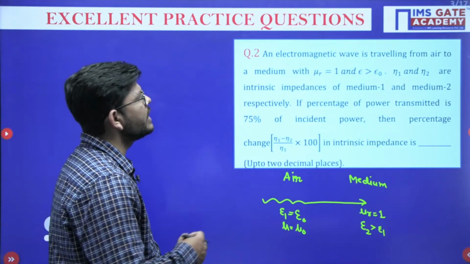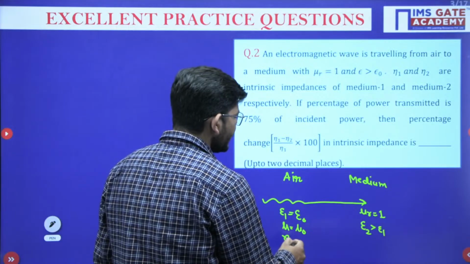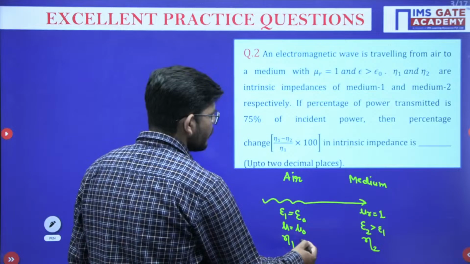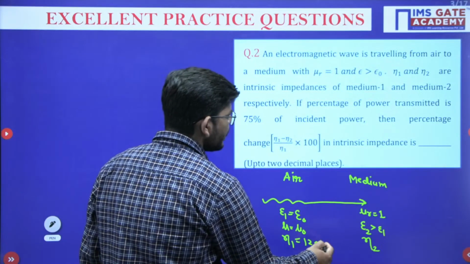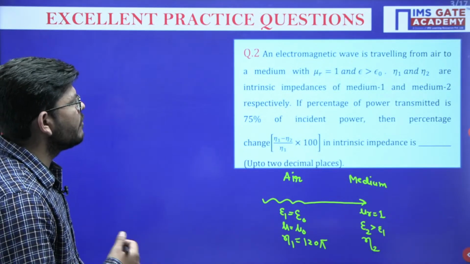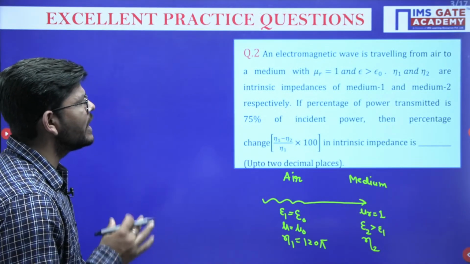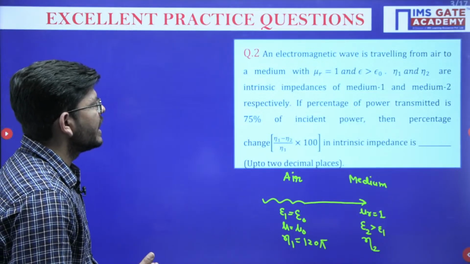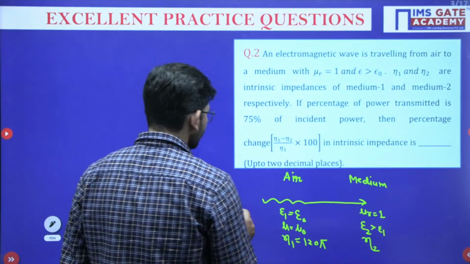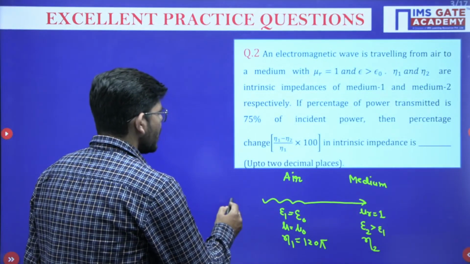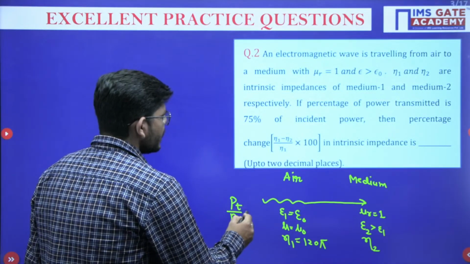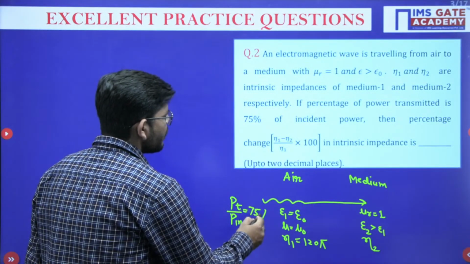Neta 1 and 2 are the intrinsic impedances. So we have intrinsic impedance here neta 1 and intrinsic impedance here is neta 2. So this is air or free space, where the intrinsic impedance will be equal to 120 pi, of medium 1 and 2 respectively. If the percentage of power transmitted is 75% of the incident power. So what has been given to us? Power transmitted with respect to the incident power is given as 75%.